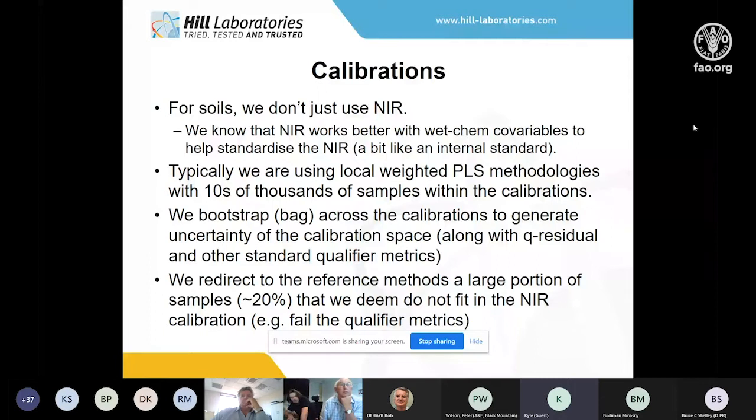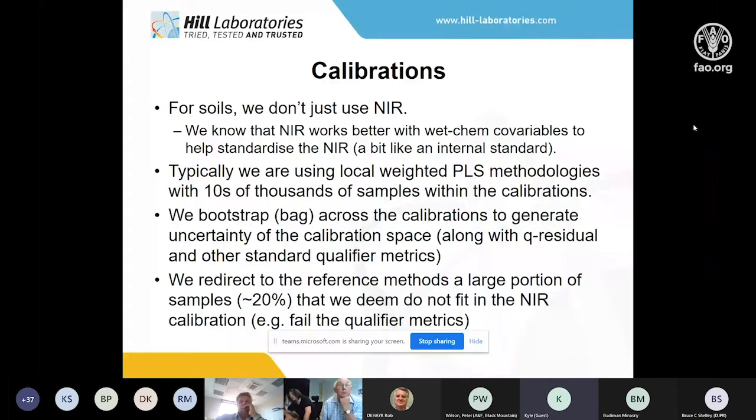I did a bit of work on this many years ago, looking at what it actually does and how it works, and what we can add in terms of cheap measurements in our lab that will improve our NIR calibrations. The discovery is basically that it's acting a bit like an internal standard in the NIR. If you add a low cost measurement, even just a crude bulk density of the sample, it significantly improves your NIR calibration. So that's something we've been doing for many years now.